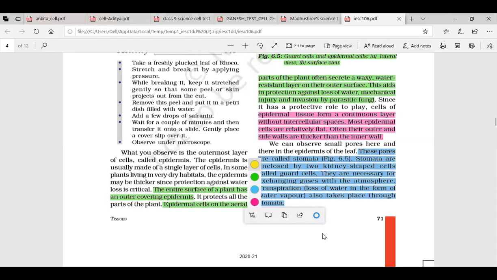Stomata are the holes present in the lower epidermis. They are surrounded by guard cells. And what is the function of this? They help in exchange of gases and the transpiration process. Transpiration is the evaporation of excess water, or loss of water in the form of water vapors. That process is called transpiration, and transpiration also takes place through stomata. Clear? Yes, ma'am.